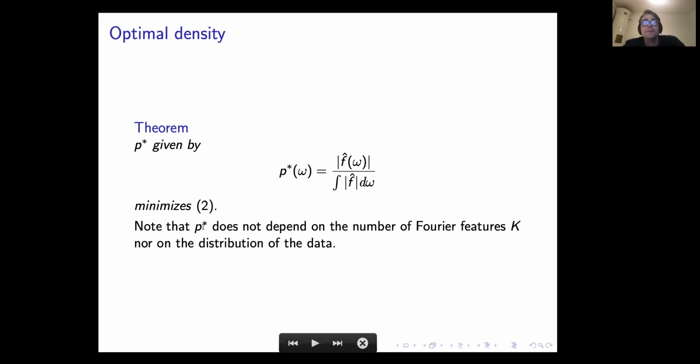Note that p star is in fact independent of the number of Fourier features and does not depend on the distribution of the data either, which at least I found very surprising when I saw it the first time, and I still do.